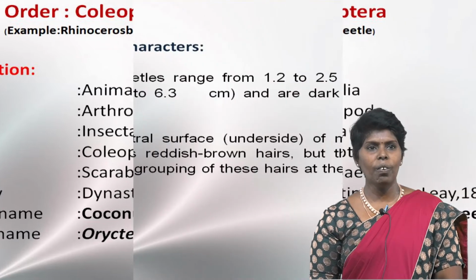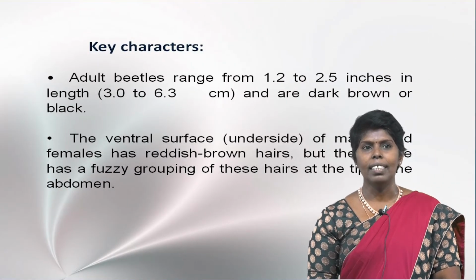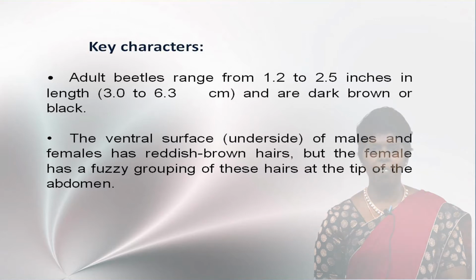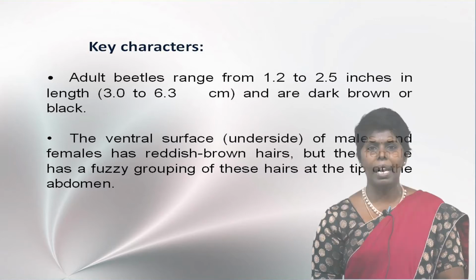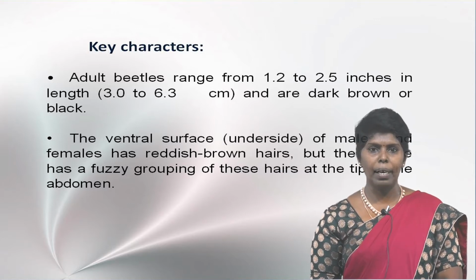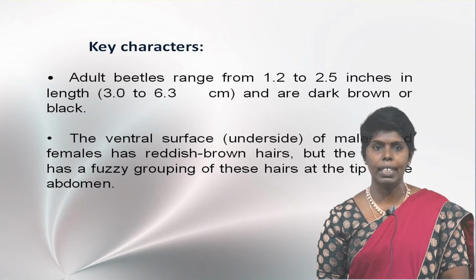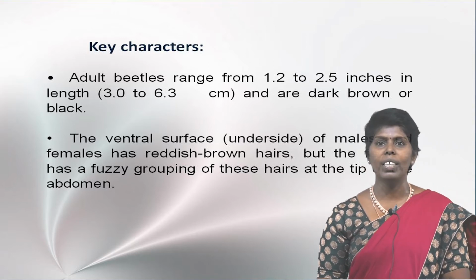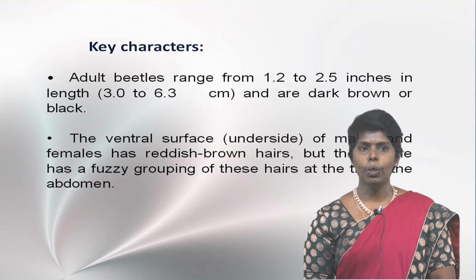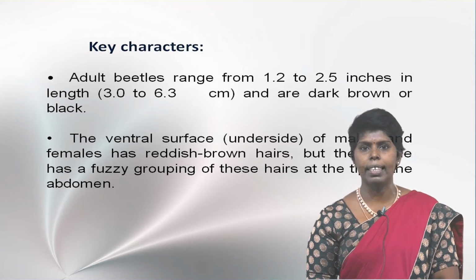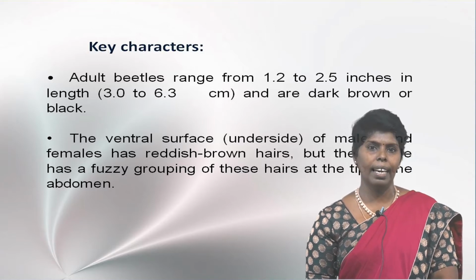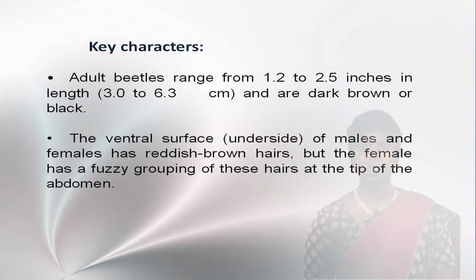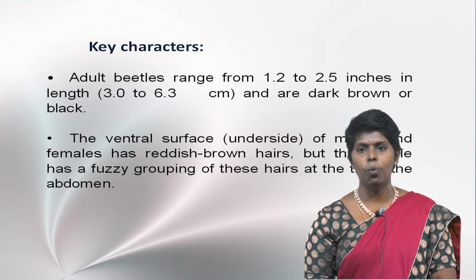Next slide. Now we will see the key characters. These beetles are available in all the coconut plantations, and not only in coconut plantations, but on all the palm trees coming under the coconut group. The adult beetle can be observed and identified in the field itself. The adult beetle ranges from 1.2 to 2.5 inches in length, and it is very dark brown or black in color.